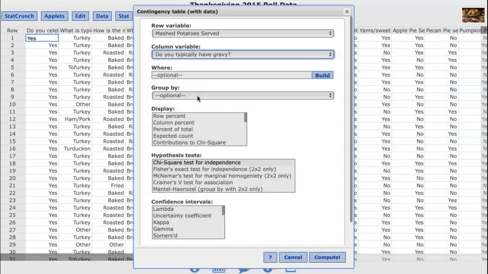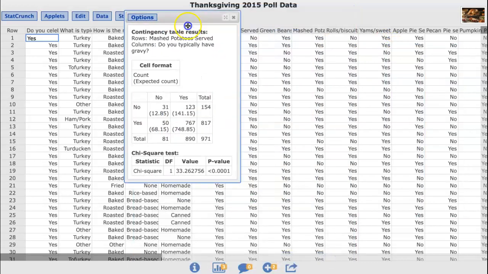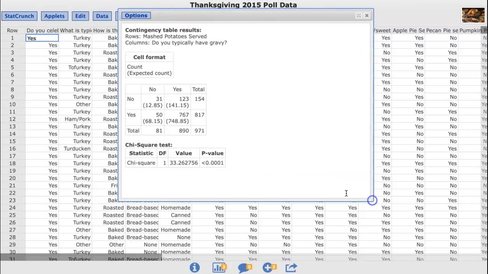Gravy right there. And so here you can ask it to do a whole bunch of stuff for you. You can say, give me the chi-square test for independence, because that's what we're going to do later on. And then here you can ask it to give you the expected count, which is the expected count assuming that the variables are independent. So it's going to do those calculations that I was doing by hand previously. If we compute it, boom, there it is. Here we get our table with the counts and the expected counts.